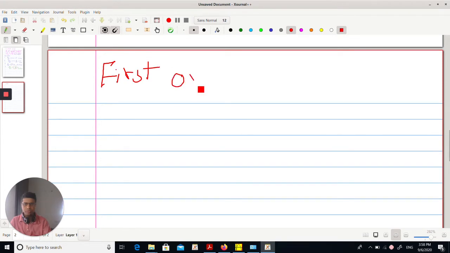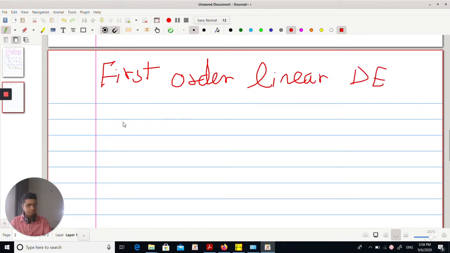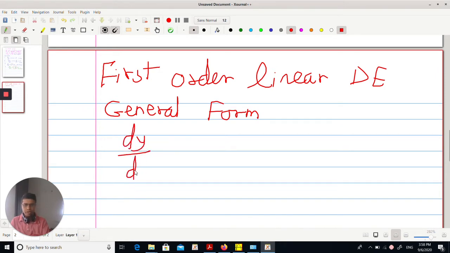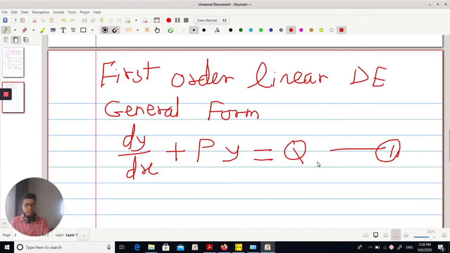First order linear differential equations. So here we consider the general form. The general form of such an equation is dy by dx plus p y equal to q. We call this equation 1, where p and q are functions of x or maybe constants.